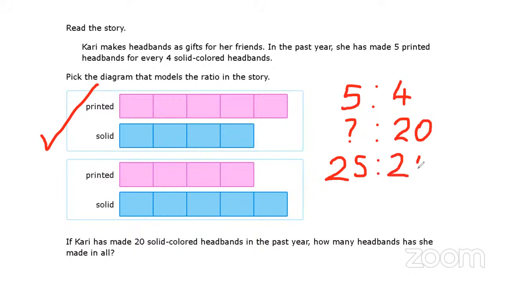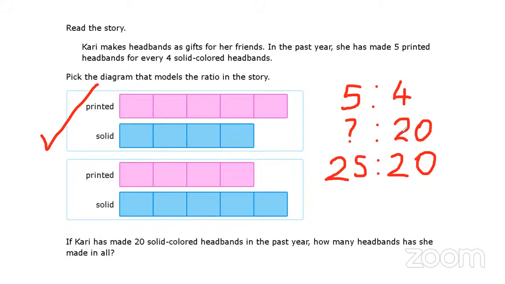Let me just backtrack a little, so we can catch up those who have not yet gotten this. So we have the relationship 5 printed for every 4 solid. Carrie makes 5 printed headbands for every 4 solid headbands. But it says now, if she made 20 solid headbands last year, how many headbands has she made in all? But in order to know how much she made in all, we have to know how many printed and we have to know how many solids.